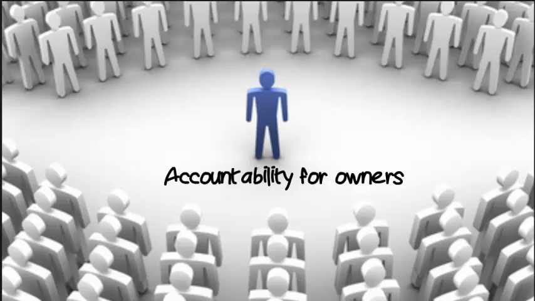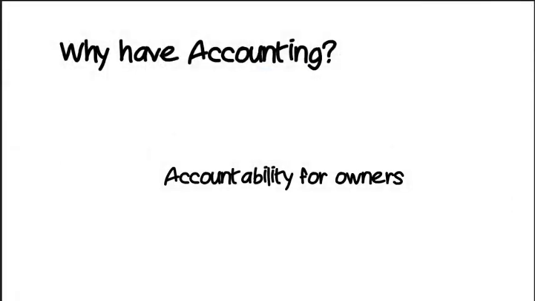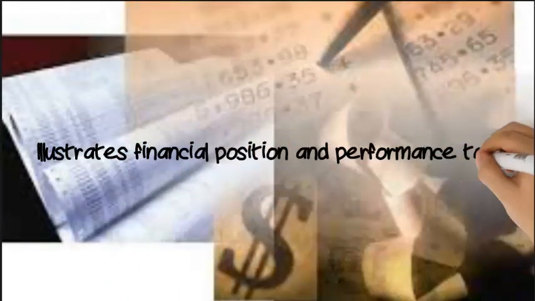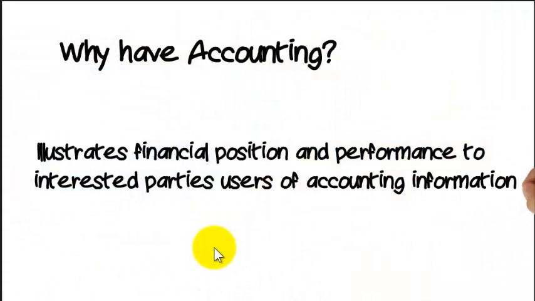The most obvious thing is that we need to have accountability for owners. Now owners, in terms of sole traders, partnerships or shareholders, they need to be accountable to their owners and the other users of accounting to make sure that what they say they have done, or what the financial statements say has occurred, has actually occurred. Obviously the other thing, it illustrates the financial position and performance to interested parties and users of accounting information. I'll come back to that in a minute.